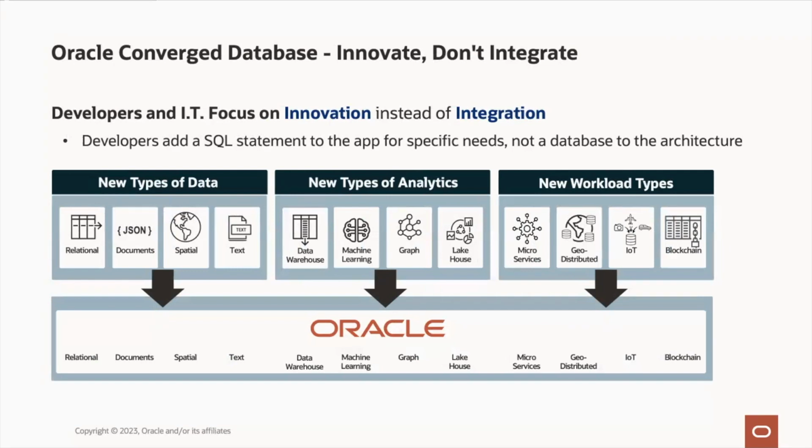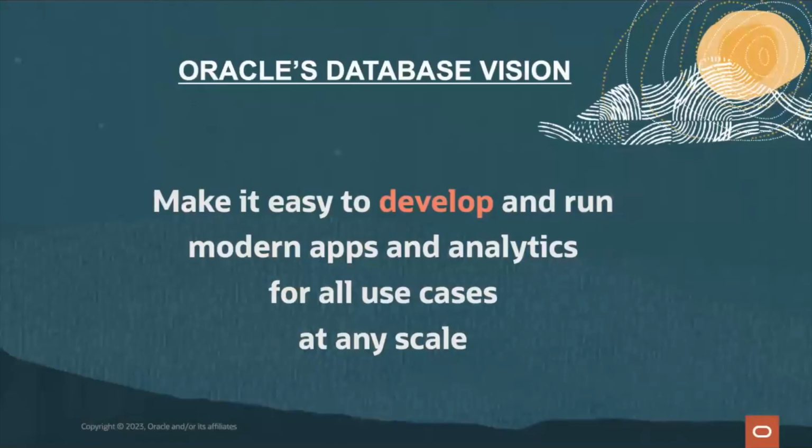But this doesn't mean being forced to create monolithic databases. Oracle gives you the choice so you can decide how best to develop your application and how you want to integrate and deploy the various chosen platforms. So for example, you could decide it's best to use Oracle for OLTP, JSON documents, and graph, but use Kafka for microservice messaging. Or maybe something else. The choice is yours. In summary, Oracle's database vision is to make it easy to develop and run modern applications and analytics for all use cases and at any scale.